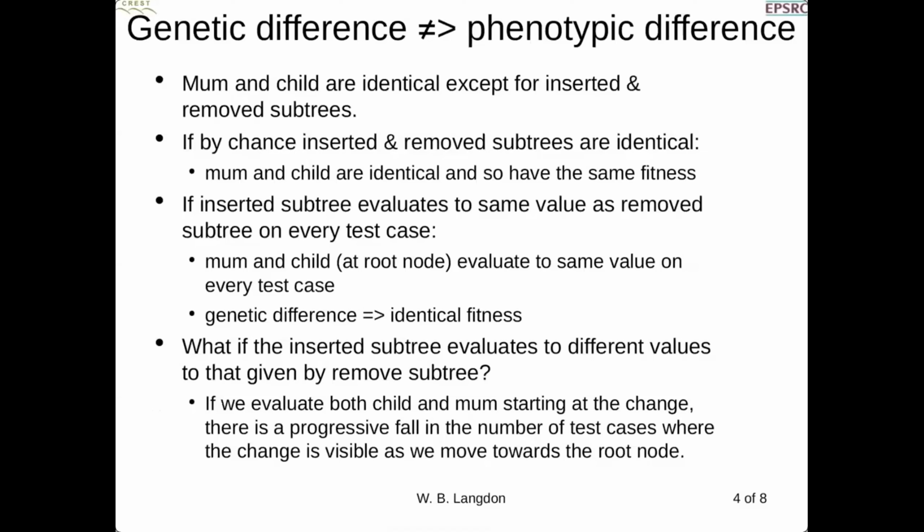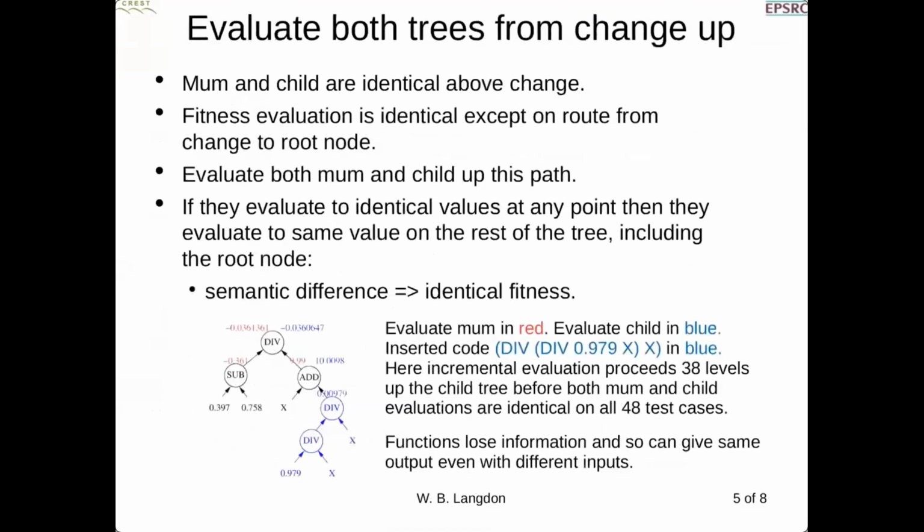And the interesting case is where the subtrees evaluate to different values. What happens then? And we can find out by evaluating from the change point up to the root node. And what we'll see is a progressive fall in the number of test cases where the change is visible as we move towards the root node. So remember that the trees are identical apart from the change. The fitness evaluation will be identical except on the route from the change to the root node.